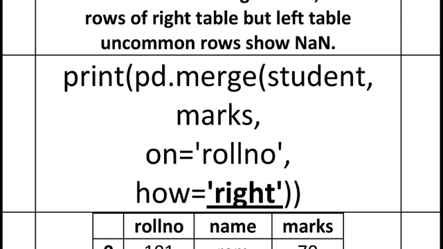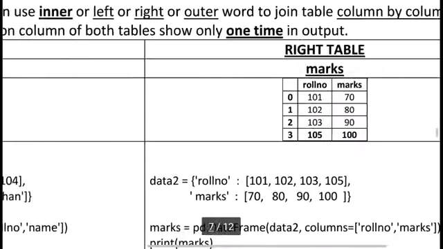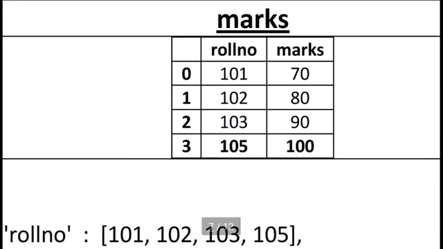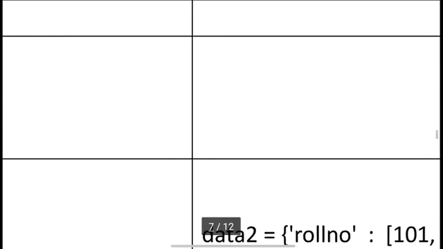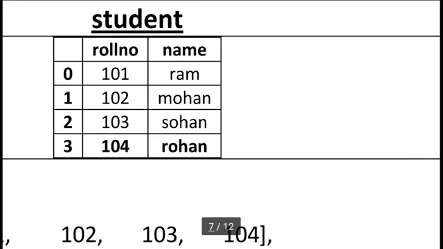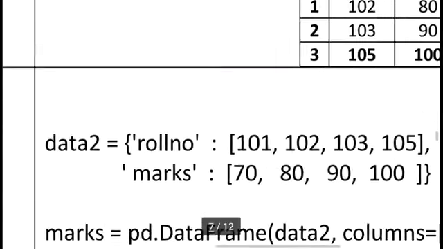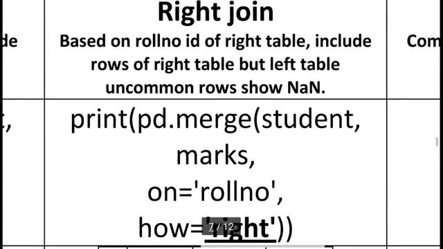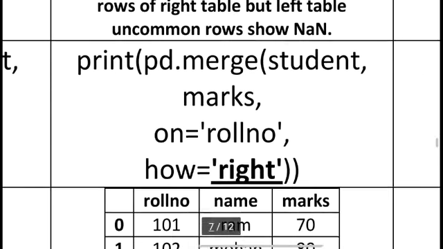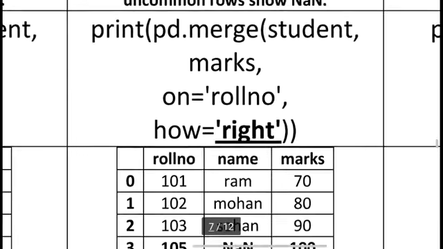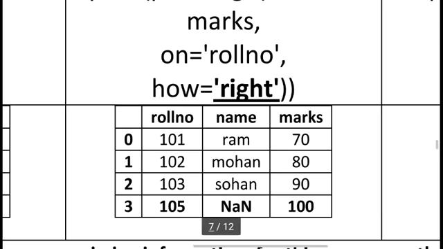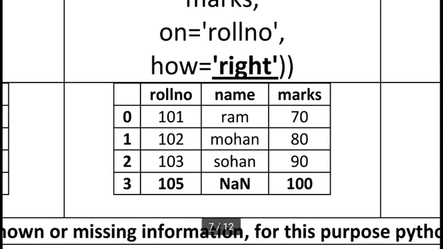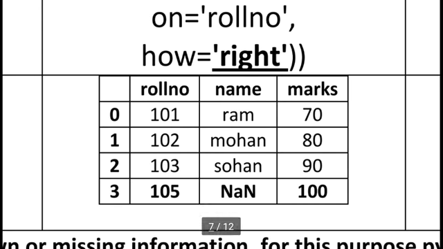According to the right table, you can see in our right table 105 and 100 its marks, but 105 is not present in the student table. So 105 will be included in our result, but in the first table it is not available, so it shows NaN. Here it is important that I am using how right. So the right table is our marks table. You can see 101, 102, 103, but here 105 is in our right table. So the name is not available, so NaN, and only marks is available. So you can see the output is 100.